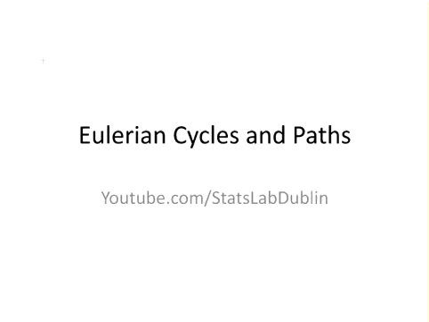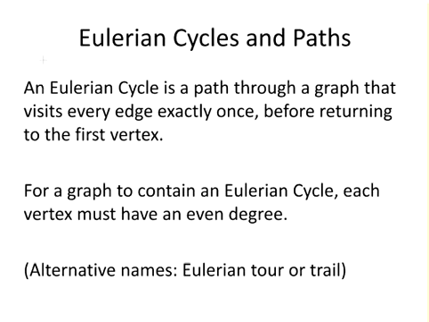In this presentation, we're going to look at Eulerian cycles and paths. An Eulerian cycle is a path through a graph that visits every edge exactly once before returning to the first vertex. For a graph to contain an Eulerian cycle, each vertex must have an even degree. That's quite important, so I'm going to highlight or underline that: even degree. Each one must have an even degree.